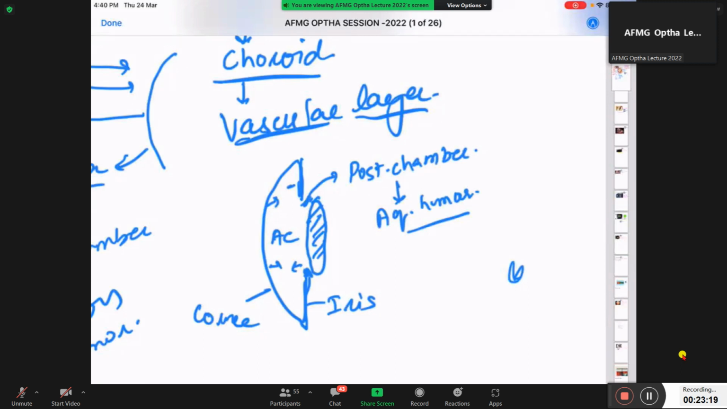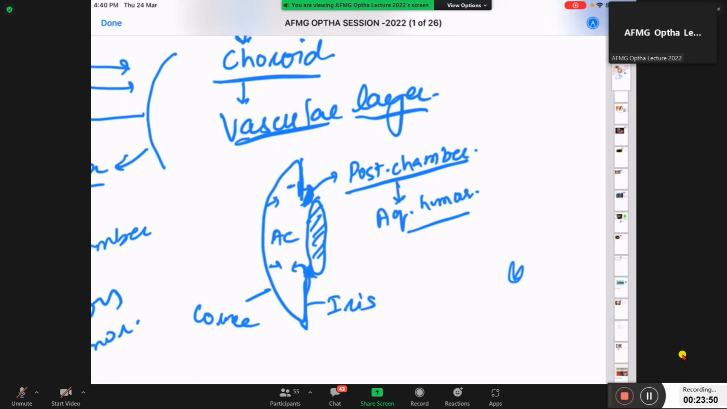Just try to understand in the image. I'll give you the notes, so no need to write down right now. Just understand the anatomy. So what is the location of the anterior chamber? The anterior chamber is present behind the cornea and in front of the iris, whereas the posterior chamber is present behind the iris and in front of the lens. This potential space is your posterior chamber. Both the anterior chamber as well as the posterior chamber contain liquid which is called aqueous humor.